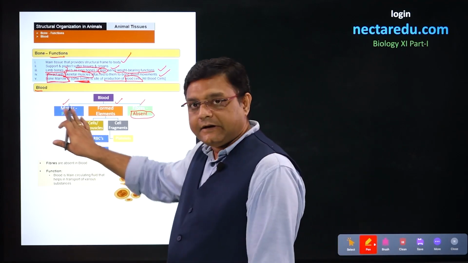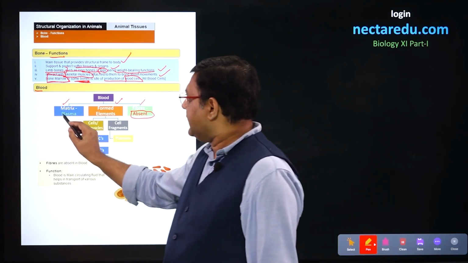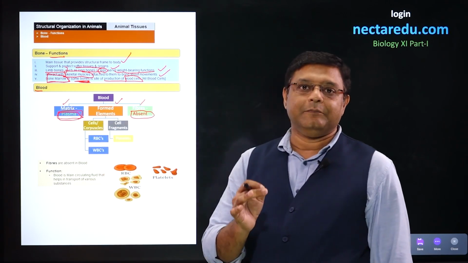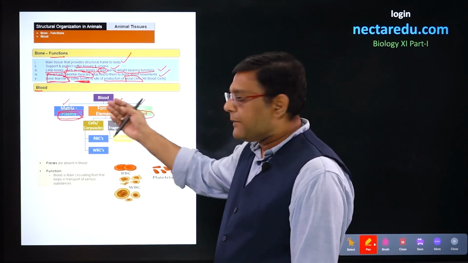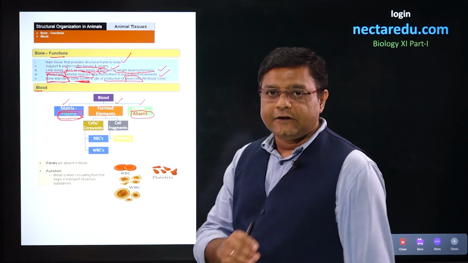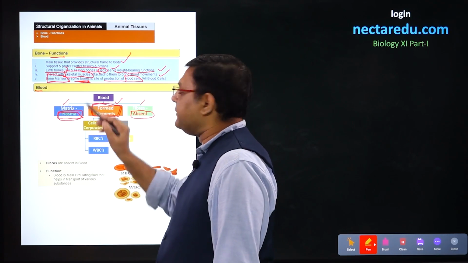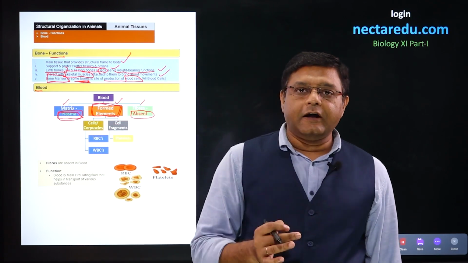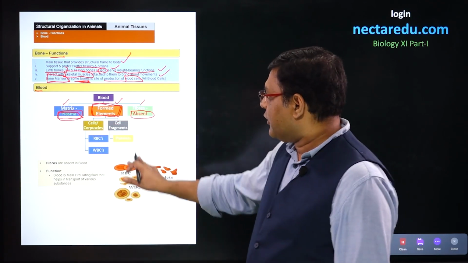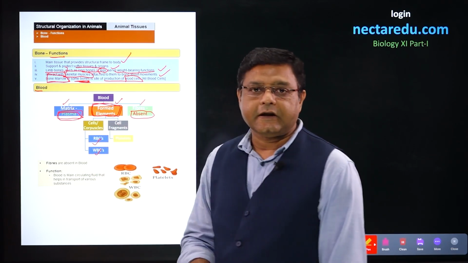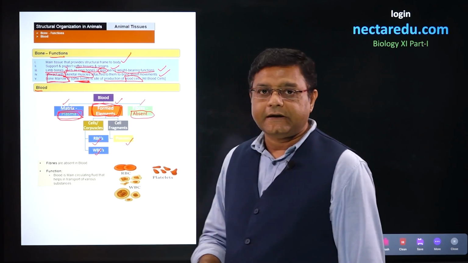Now the matrix in the case of blood is fluid and it is known by the term plasma. Now talking about the cells, in the case of blood, we call cells formed elements. Why do we call them formed elements? Because there are three types. First is the RBC, second is the WBC, and third is the platelets.